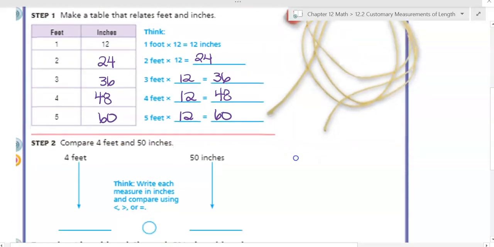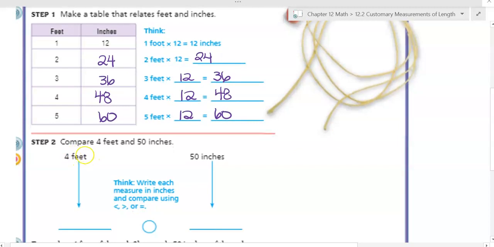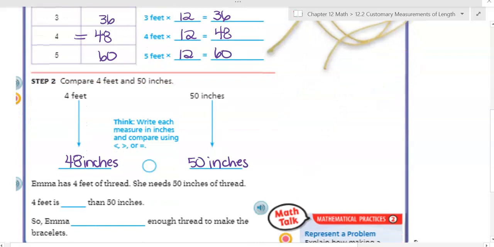So now we're going to compare them. We know 4 feet is equivalent or equal to 48 inches. Now that they are the same unit, we don't need to change this one, it can stay the same. Now that they are the same unit, I can compare and decide which one is greater and which one is less. So if I'm looking here, I've got 48 inches and 50 inches. 50 is definitely greater than 48.